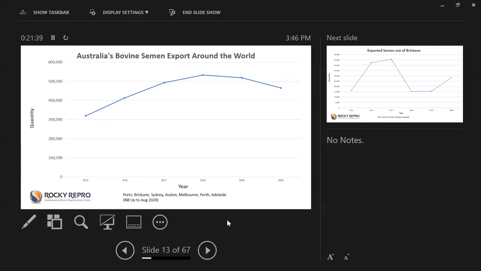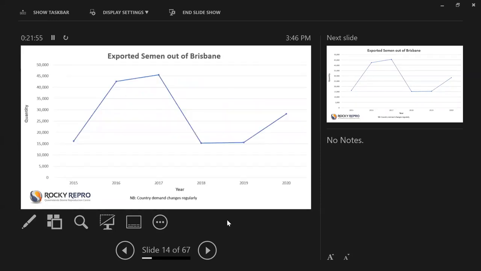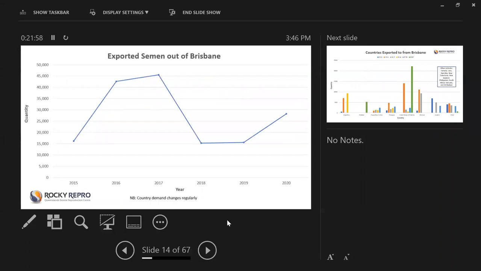So this is how much bovine semen, so this doesn't take in all the other germplasm, this is just bovine semen, that has been exported from Australia. So you can see there was a nice sort of incline, and then we've hit coronavirus and it started to decline. Out of Brisbane itself, which is where most of ours goes, there was a big increase and then a drop. Now this drop, incidentally, we're guessing, now I'm not a stats person, so don't take my word for it, but we've basically worked out that our demand from one particular country decreased in this time frame, and it's made a significant change. And once again, this is only to August this year.